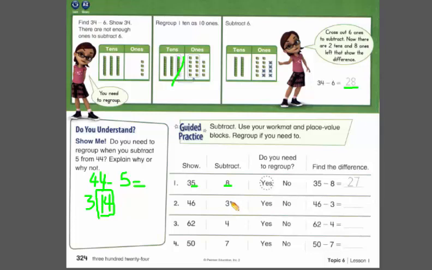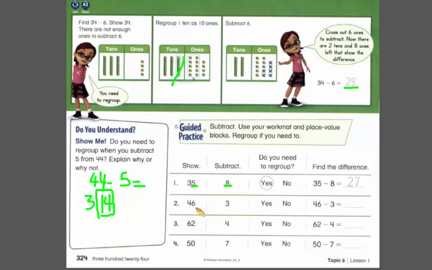Okay? So why do you sometimes need to regroup when you subtract? Because sometimes the number of ones I am subtracting is greater than the number of ones I am subtracting from. Here, the number of ones, 8, is greater than the number in the ones here, 5. So I need to regroup.